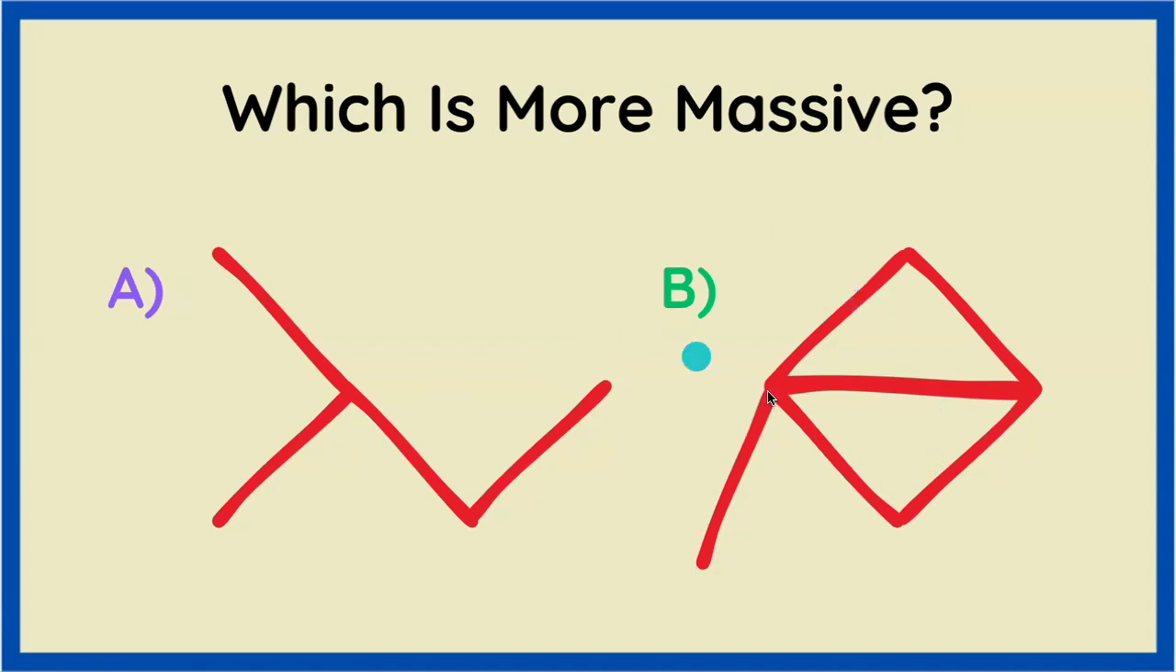Which of these two molecules is more massive? The field goal post missing an arm, or the man who tied a bandana around his eyes? Firstly, let's dissect what the word massive actually means so that we know what we're comparing between these two compounds.